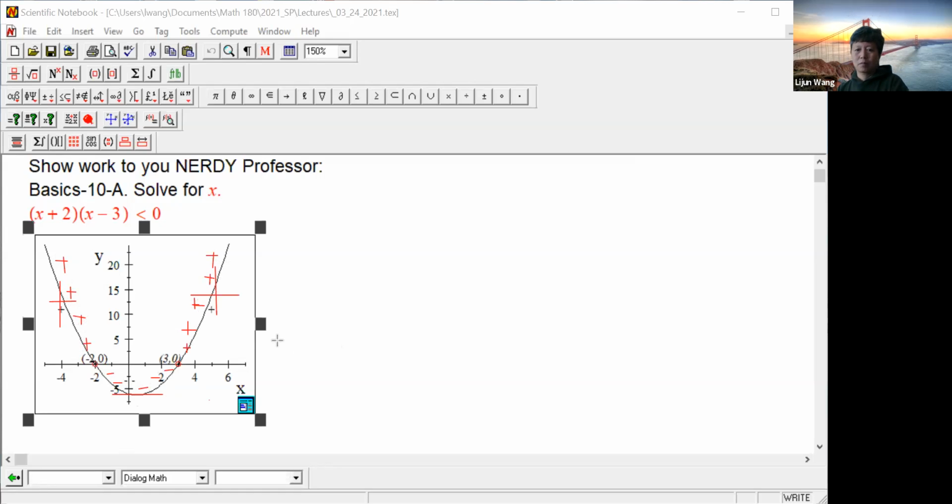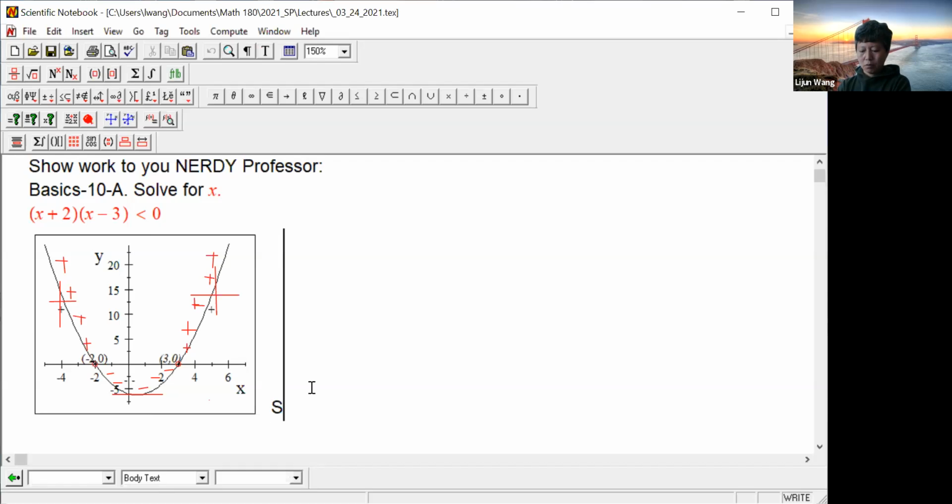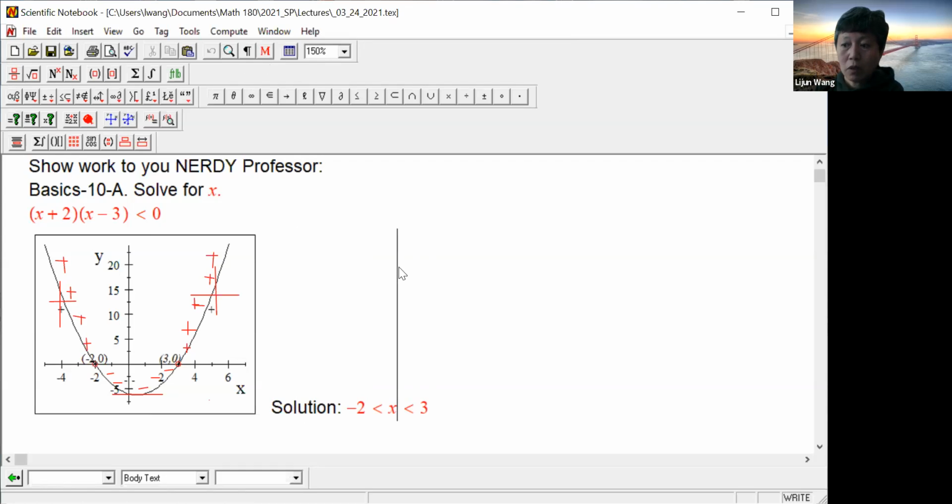Something similar, but nice and clear. And then you go ahead and tell the reader the solution is -2 less than x less than 3. Do you follow me? So your major work is on the picture and telling the reader how to read the picture.